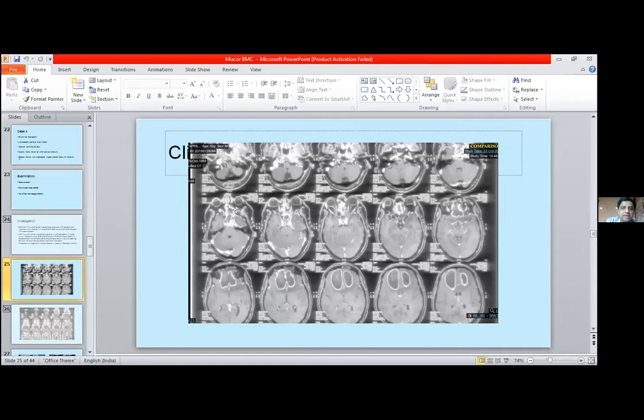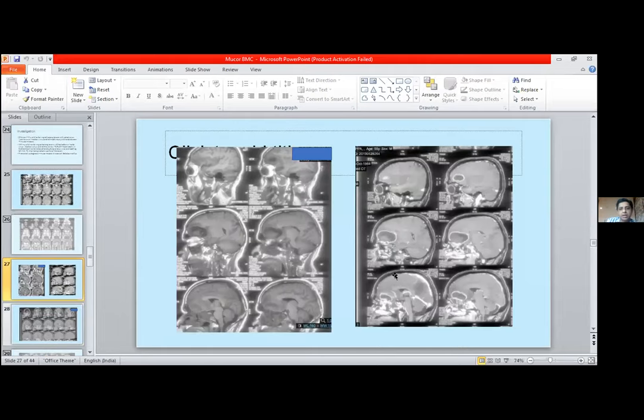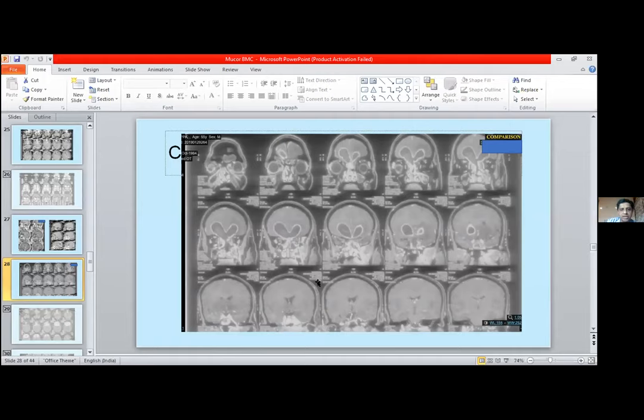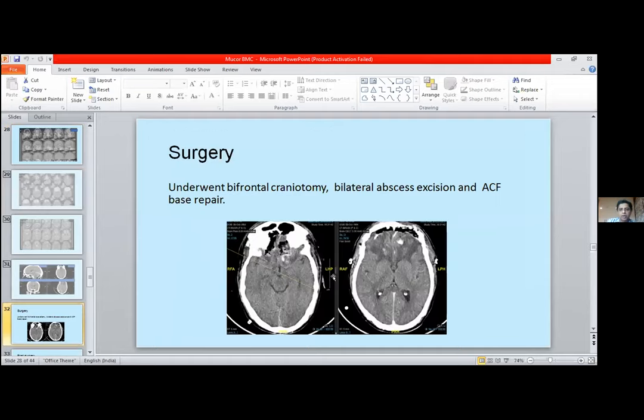Because of the sinus involvement and his immunocompromised state, preoperatively only we made a diagnosis of fungal lesion. And since this was quite big and life-threatening, this was operated. Again, here are just other representative pictures, sagittal images. This is the coronal section where you can see these two bunny-like abscesses, along with the involvement of all the sinuses below. He underwent a bifrontal craniotomy, and we excised both the bilateral abscesses, and this came as mucormycosis.